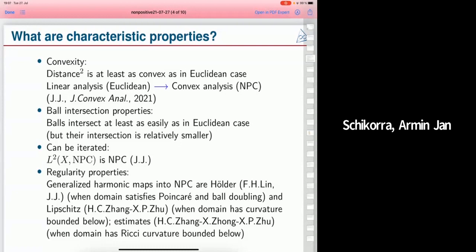And in very important work, Zhang and Zhu, Xiping Zhu, showed that such maps are even Lipschitz when the domain has a lower curvature bound, again in the generalized sense of Alexandrov. And together with Zhang, Zhu could also obtain estimates for the Lipschitz constant when the domain has Ricci curvature bounded from below, also in some generalized sense, into which I will not go, however. These are very beautiful analytical works. But today I shall be more concerned with the geometry of such spaces.